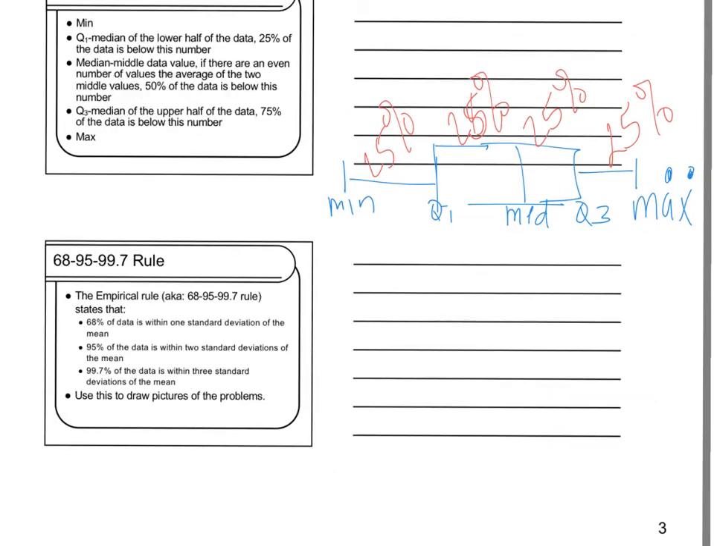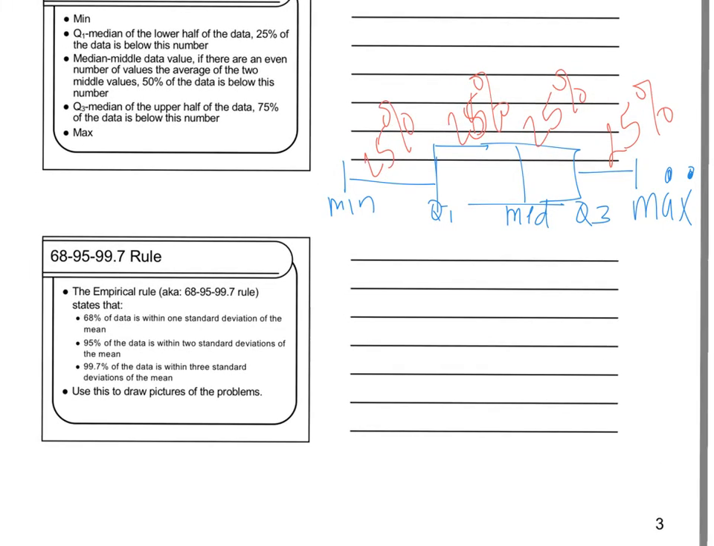Then we talked about the 68, 95, 99.7 rule, which might be referred to as the empirical rule. It describes normal distributions. A normal distribution has the mean in the middle, 1 sigma, 2 sigmas, and 3 sigmas, and -1 sigma, -2 sigma, and -3 sigma.